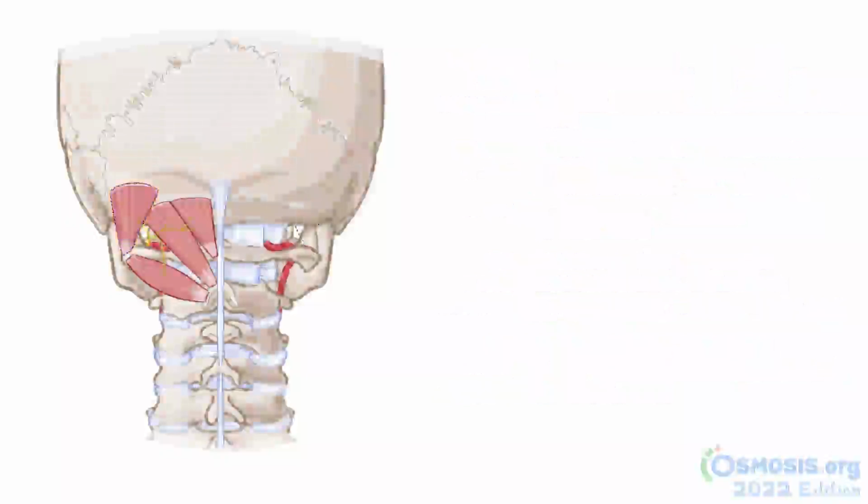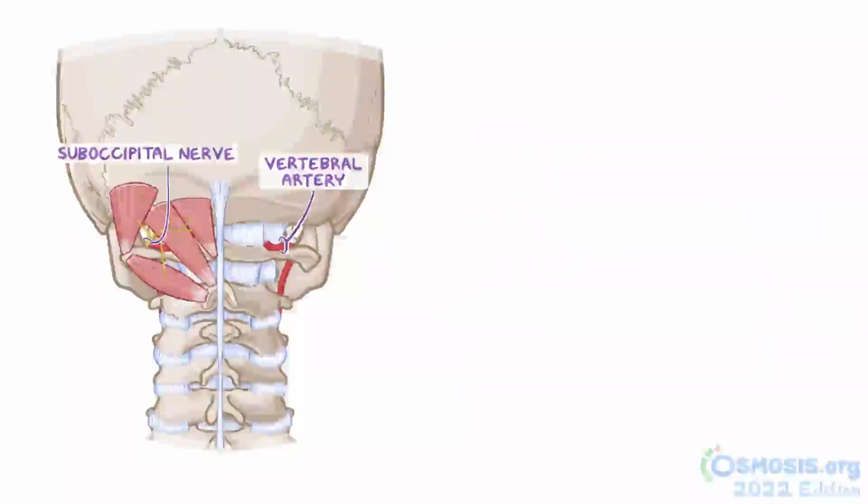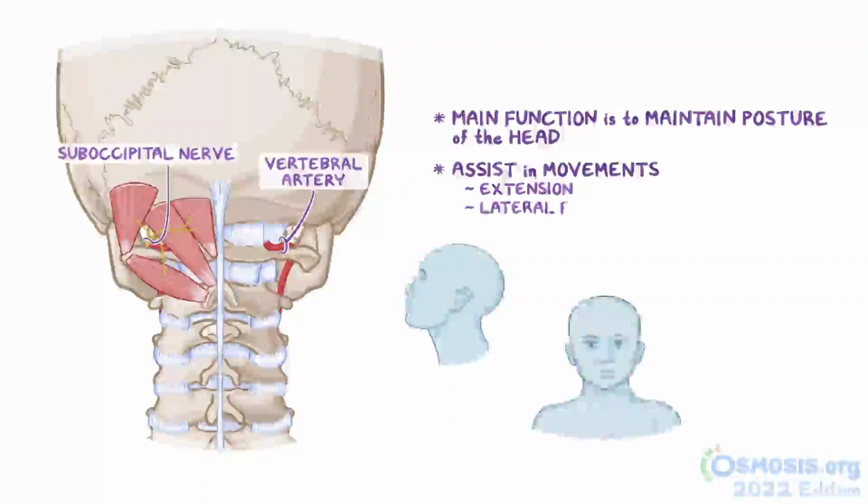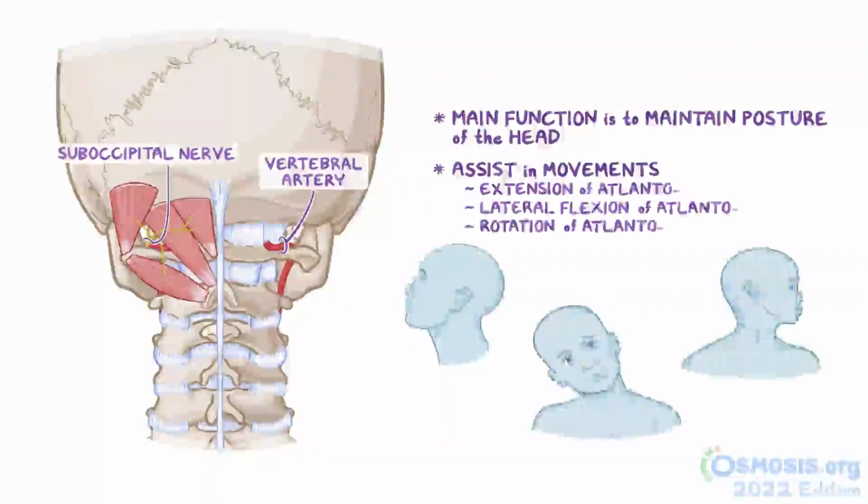All 4 muscles are supplied by the suboccipital nerve and the vertebral artery, which lie in the central part of the suboccipital triangle. The main function of these muscles is maintaining the posture of the head, but they also assist in movements such as extension, lateral flexion, and rotation of the atlantoaxial joints.